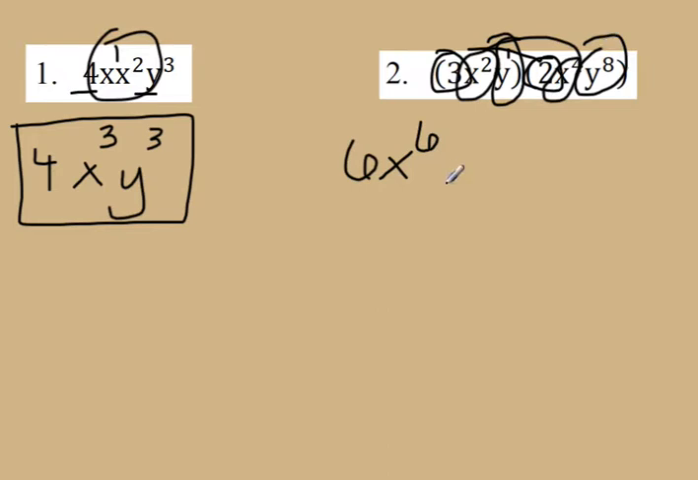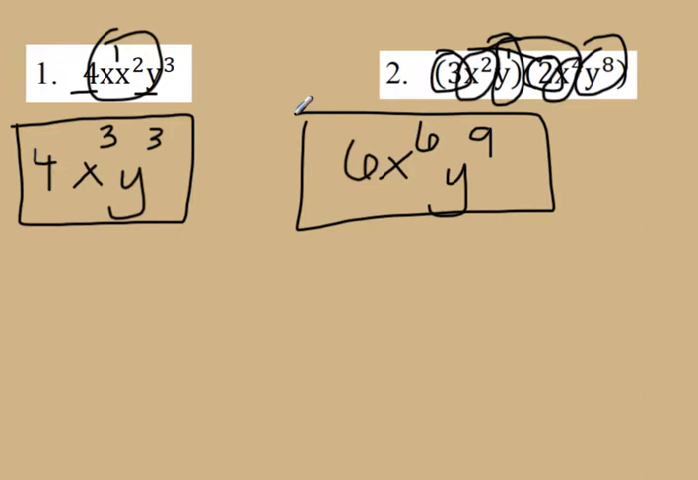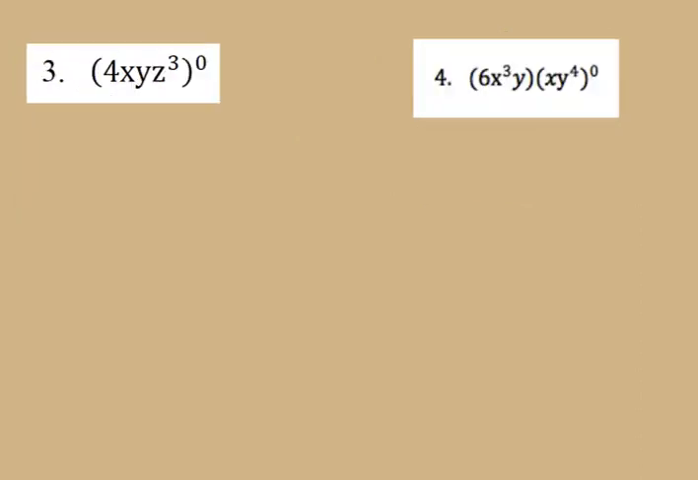And when I multiply those together, I add the exponents to get y to the 9th. So that's your final answer for number 6. Now, number 3 should take you all of 2 seconds. This entire term, 4xyz cubed, is all being raised to the 0 power. Since the entire thing is being raised to the 0 power, the answer is simply just 1.